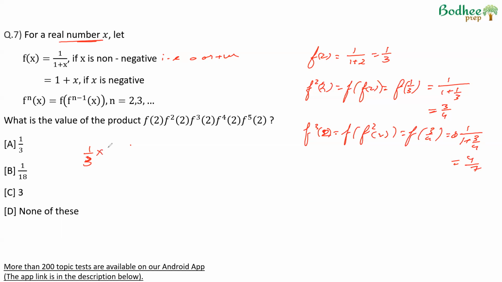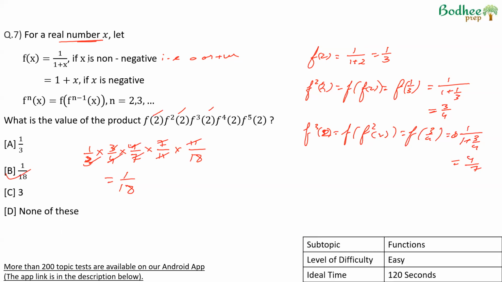So if we start from here, f2 was 1 by 3. F square of 2 was 3 by 4. So basically 1 plus 3 comes here. F 3 times of 2 is 4 by 7. So denominator goes at the top. 3 plus 4 comes here, and this pattern will repeat. F 4 times of 2 will be nothing but 7 upon 4 plus 7, 11. And F 5 times of 2 will be nothing but 11 upon 7 plus 11, 18. 3, 3 cancel, 4, 4 cancel, 7, 7, 11, 11 cancel. And therefore the value remaining will be 1 by 18, option B.